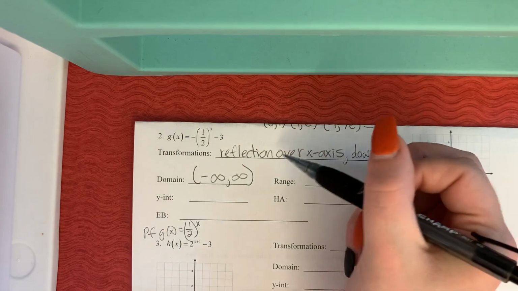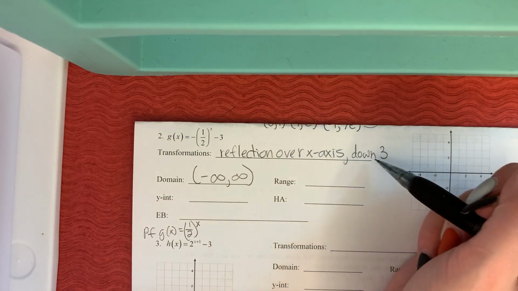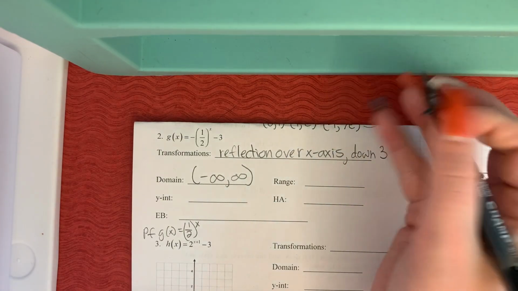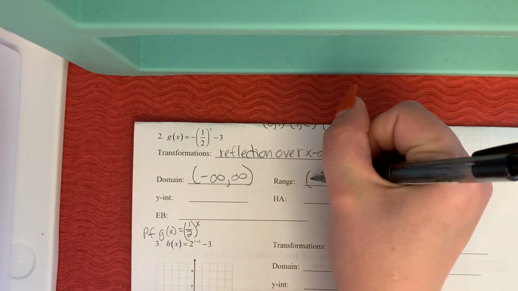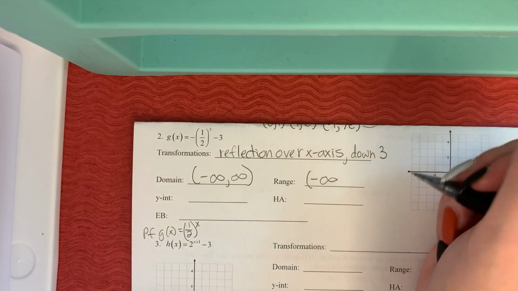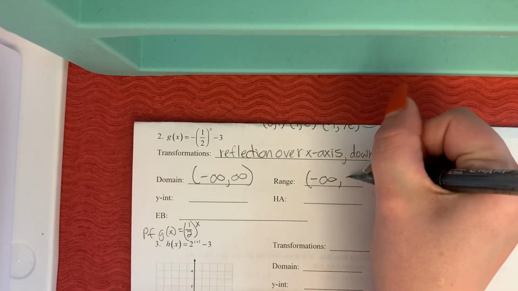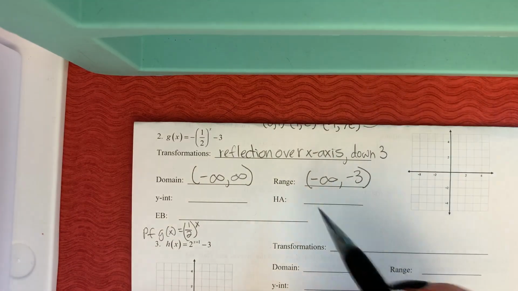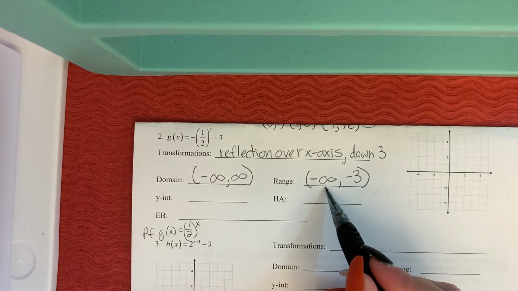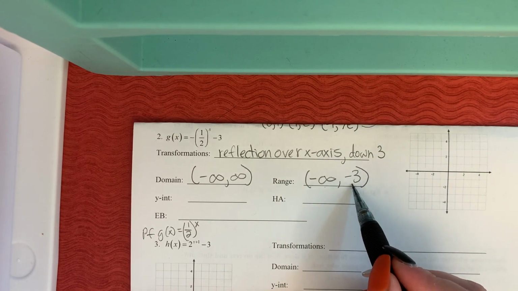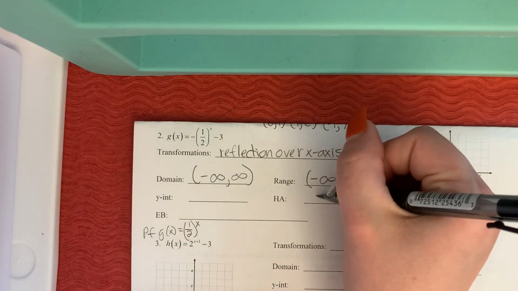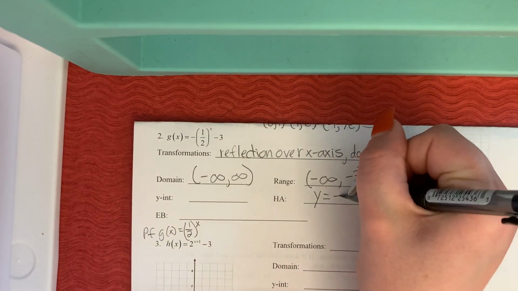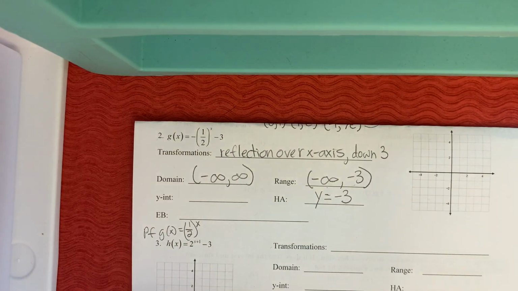But our range has been reflected over the x-axis and shifted down 3. That means our range, which had started at 0 to infinity, will now start at -infinity. And it will go until -3, because our graph was reflected. That's why we're starting at -infinity, and shifted down 3. That's why we're ending at -3. Okay, that also means our horizontal asymptote was shifted down 3. So that'll be y equals -3.